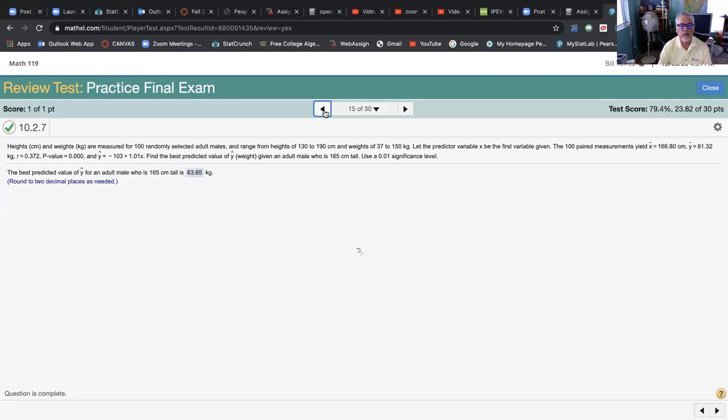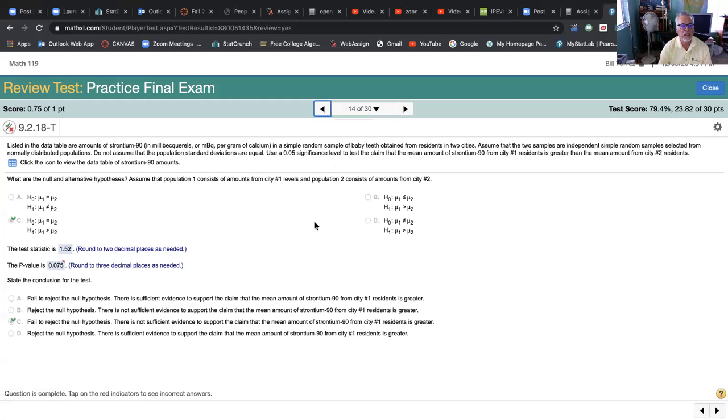So let me bring that up on your screen again. Okay, so here's number 14. Let's read the problem and then go into StatCrunch and do our calculations. All right. Listed in the data table, and this little icon here is your data table. We saw that in one of the previous problems.